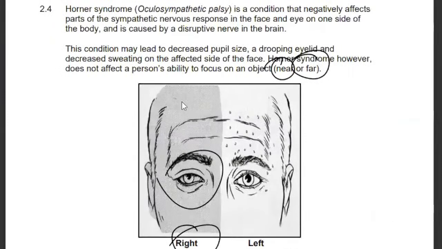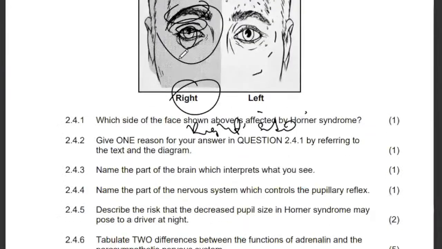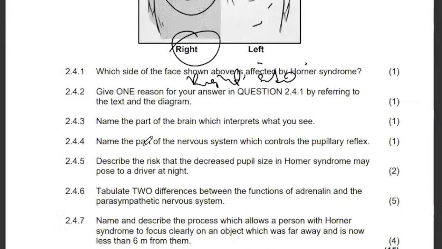Yes. Check, the condition leads to decreased pupil size. Check, it is too small compared to this. And then drooping of the eyelids. Check, they are drooping. Sorry, yeah, the eyelids are drooping, but here they are standing. And then they're saying that there is decreased sweating. You see, here you have the sweat, and here you don't have sweat. So basically, those are some of the reasons. You maybe just have to give one.